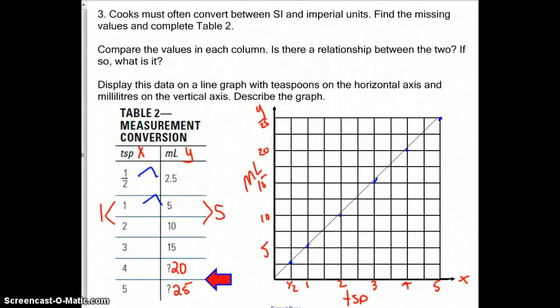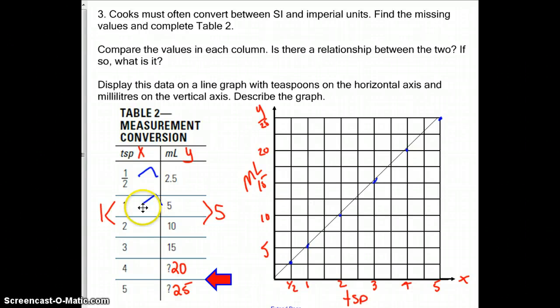Last but not least, cooks must often convert between SI and imperial units. So let's start by looking at the conversion between them. The easiest conversion to look at is the number 1 and the number 5. So 1 teaspoon is the same as 5 milliliters. You'll notice that the teaspoons go up by a constant rate and the milliliters go up by a constant rate. So it'd be safe to say that this is a constant relationship. However, if you look at the first teaspoons, the 1/2, which is the same as 2.5 milliliters, you'll notice that that doesn't fit with the pattern that we found.